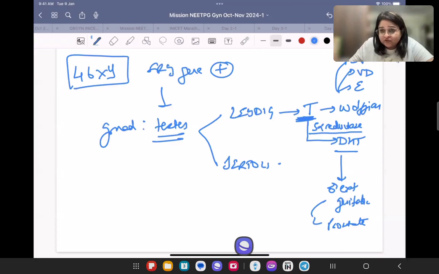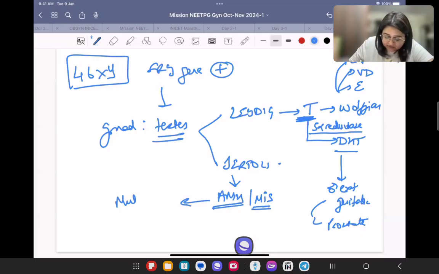Okay. Now Sertoli cells, what do? Sertoli cells are going to secrete AMH. What is AMH? AMH is anti-Mullerian hormone. Okay. And it's also called as Mullerian inhibiting substance. Same thing. Okay. What does this do? The name itself is telling you AMH, anti-Mullerian hormone. तो Mullerian duct को गायब कर देता है. It's going to cause disappearance of the Mullerian duct.